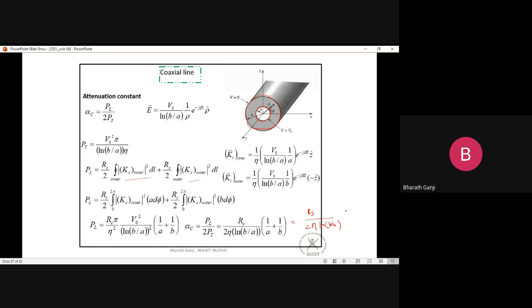If I take 1 by a common here, so I get 1 by a times 1 by b divided by 1 by a.